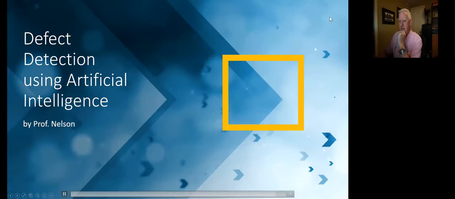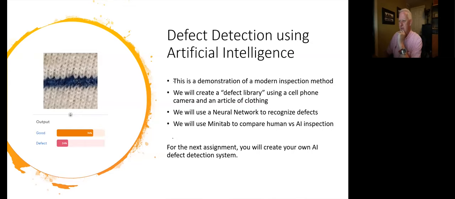Nice fancy flying arrows, isn't that lovely? Okay, so I'm gonna demonstrate a modern inspection method. We'll create a defect library. I use my cell phone camera, so this is really nice. It's all you're going to need for your own project, just use your own cell phone. I use an article of clothing. You don't have to do that. I'll show you that you have lots of choices about what you can do.